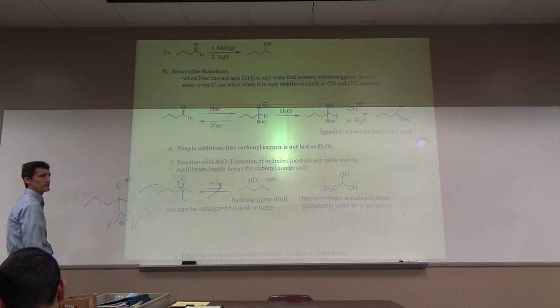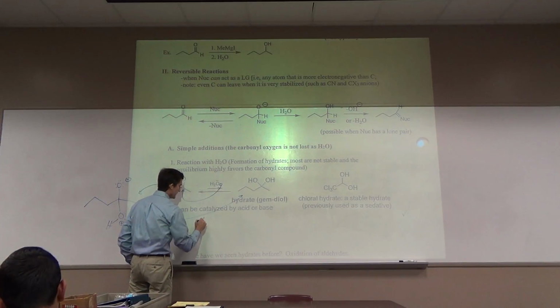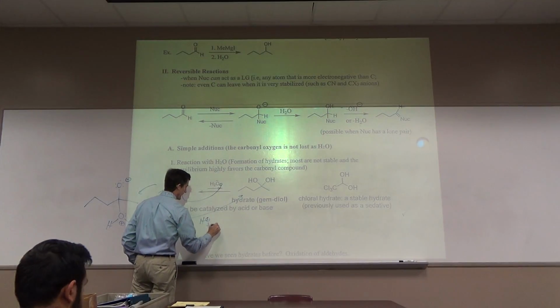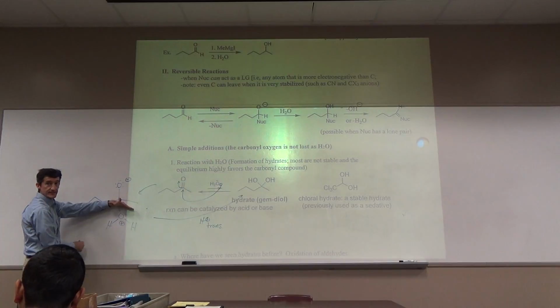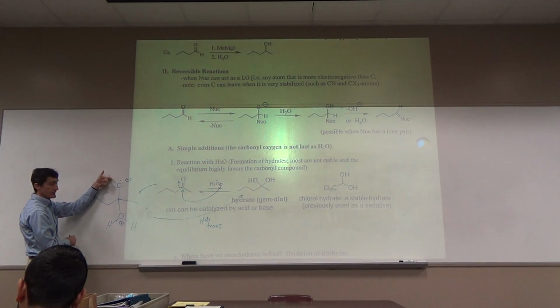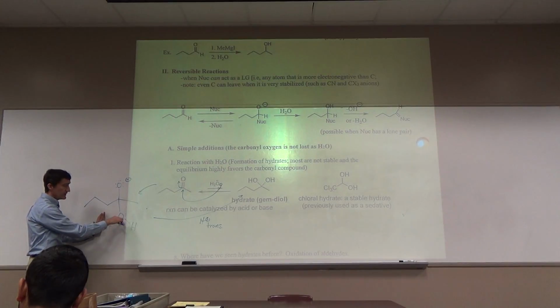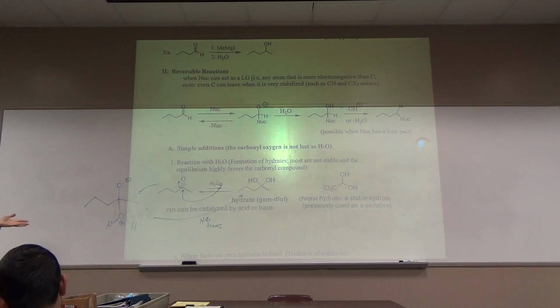How do we get the final product? H plus transfer. That looks like H3O plus. That looks like an acid at this point. That looks like hydroxide. Guess what? That's going to want to take a proton. It'll take it from that, leave the electrons behind. That's a proton transfer. There you go. All it is is water adding to the carbonyl, proton transfer, and you have your hydrate.